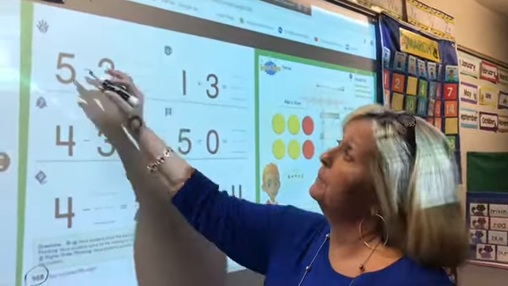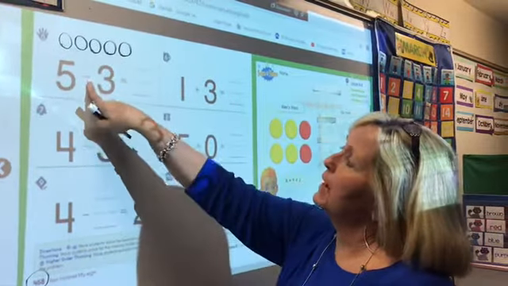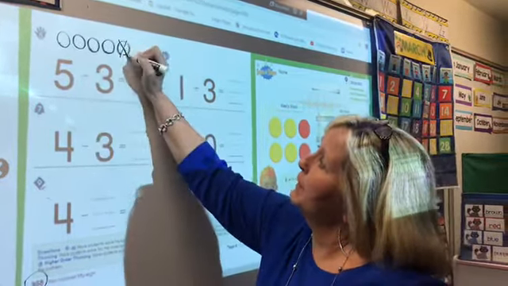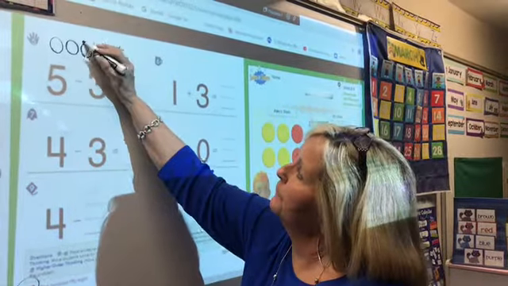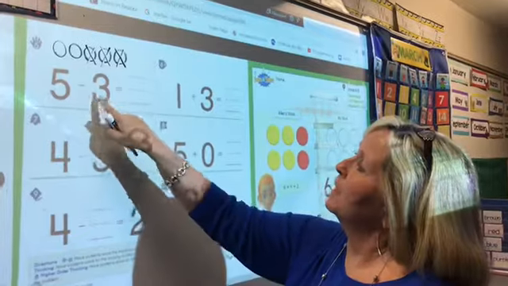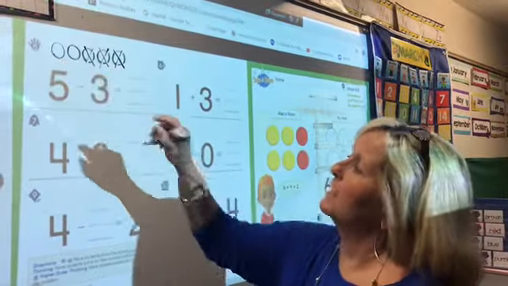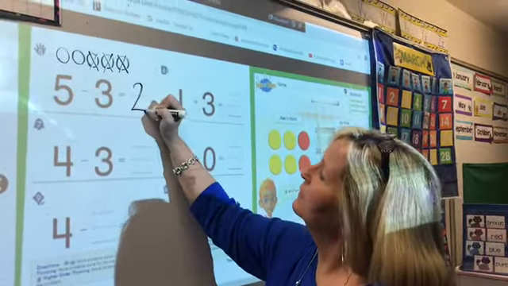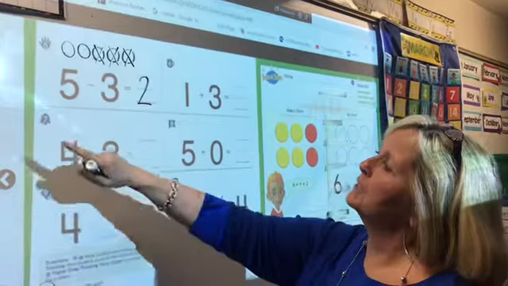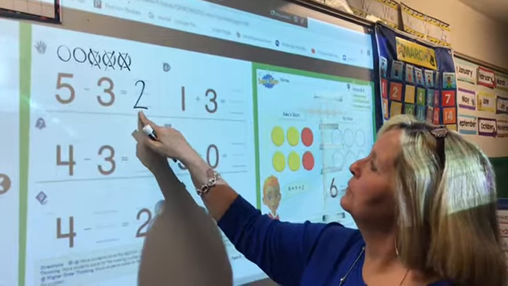5. This is subtract or take away, so we're going to put an X on how many? You're right, 3. 5 minus 3 equals, and how many are left? That's the difference. You knew that, didn't you? 2. Let's read our number sentence together. 5 minus 3 equals 2.